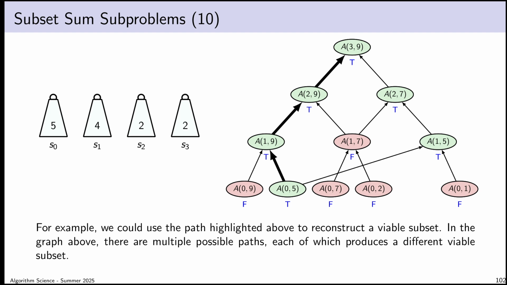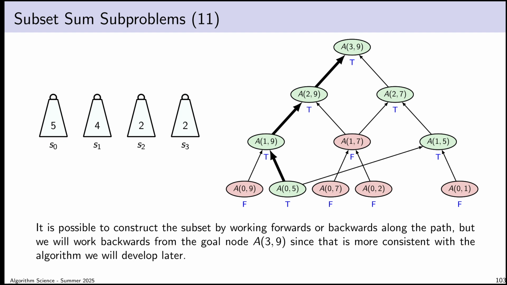So our goal is to find a path from the problem that we were actually solving, down through the graph into a base case node, where I'm only allowed to traverse nodes that evaluate to true. And so I can construct a subset. Once I have the path, I can construct the subset either by working my way up from the base case or down from the goal case.